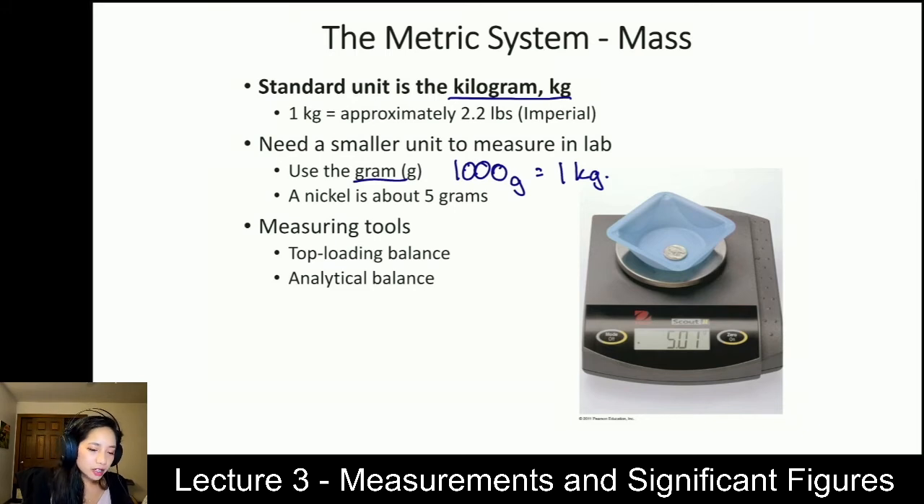All right, so the types of tools that you'll use to measure small objects like this include the top loading balance. That's what you'll use in lab. So this is what a top loading balance looks like. A top loading balance only goes out to 2 decimal places. Like you see here, this balance reads 5.01. Or an analytical balance. An analytical balance is enclosed, and you actually have to put your object in through the side and close a door. An analytical balance actually goes out to 4 decimal places.